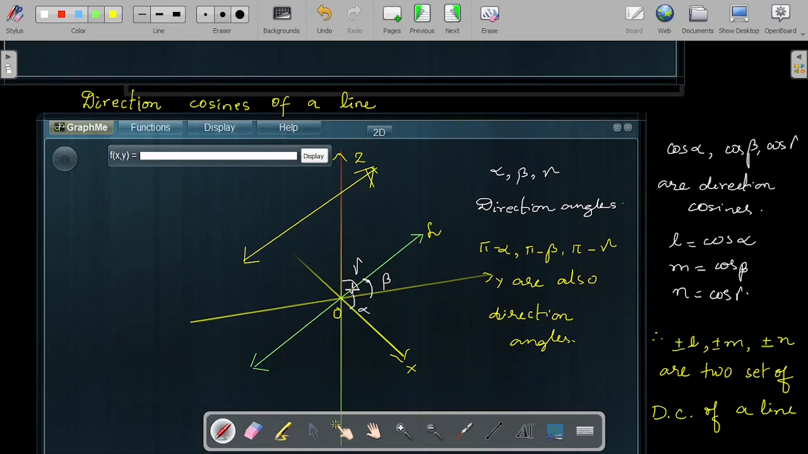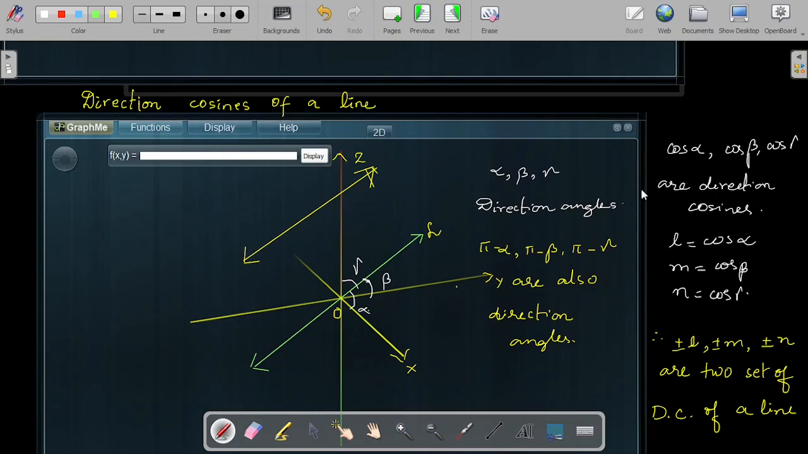Now, the angle made by this line with respect to the positive direction of the x-axis is alpha, with the positive direction of the y-axis is beta, and with the positive direction of the z-axis is gamma. Then these angles alpha, beta, gamma are called the direction angles of a line. That will specify the direction of the given line, where exactly it is located in space.